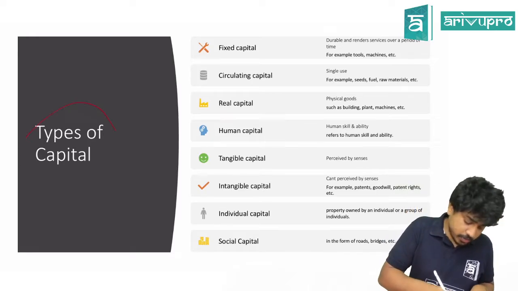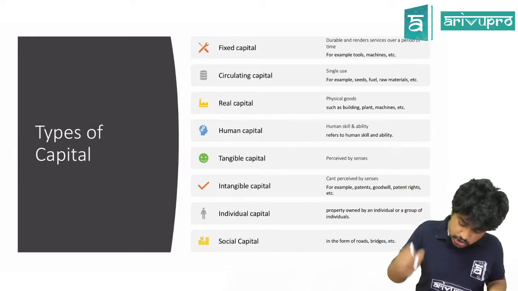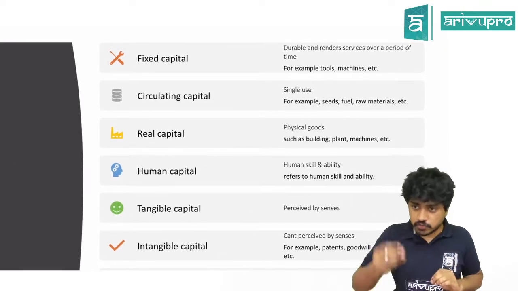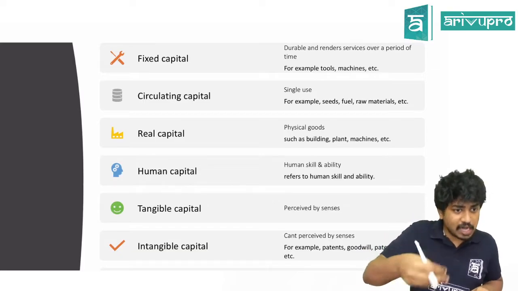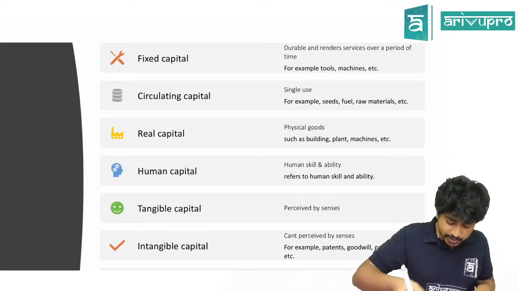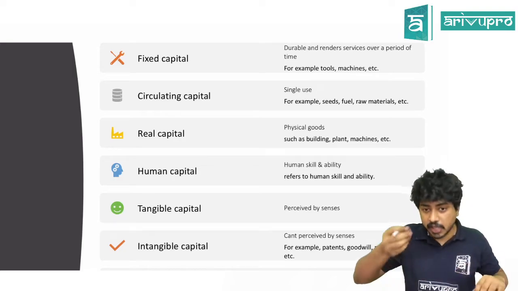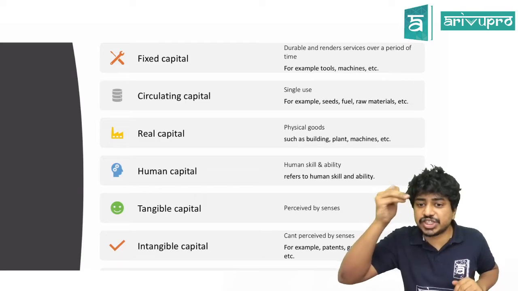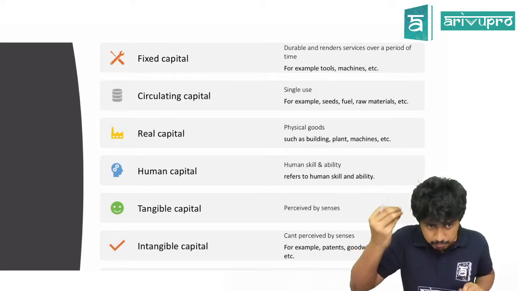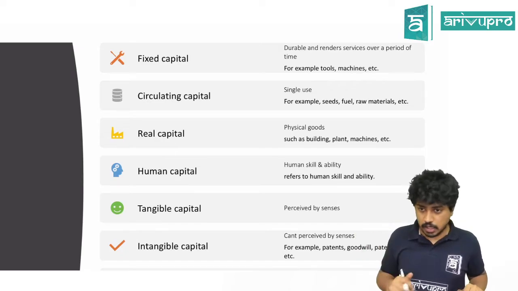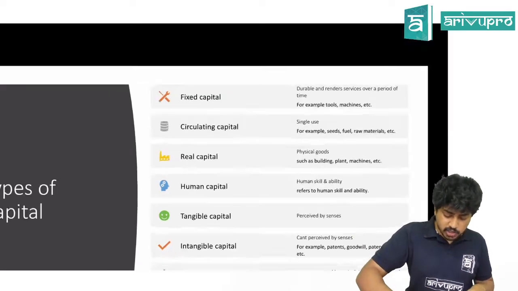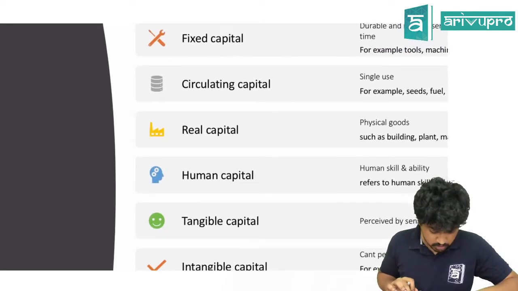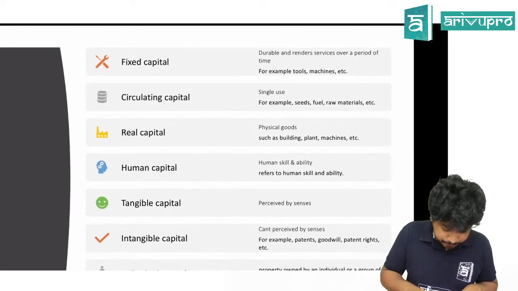Types of capital. Can we come to this one? Yes. Now, there are different types of capital, right? Certain goods or certain things will overlap everywhere. For example, a building can come under fixed capital, real capital, as well as tangible capital. So it is not a very strict classification. One same building can come under three types of capital itself. You need to learn the different types of capital and the essence of it. That is the major aspect of it.